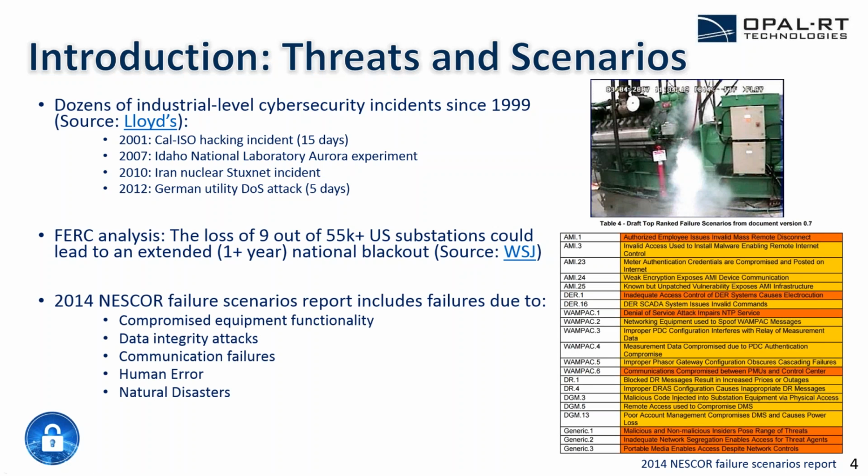So NetScore has actually looked into some of the failure scenarios as well, and they've categorized them into different categories, including those that are due to compromised equipment functionality, data integrity attacks, communication failures. They also consider human error and natural disasters. So it's not just about malicious threats, it's also about those that could happen accidentally.